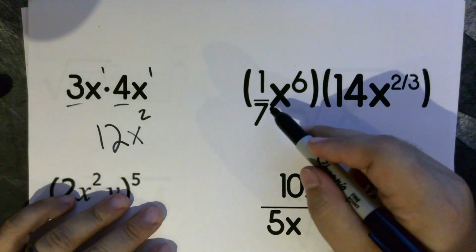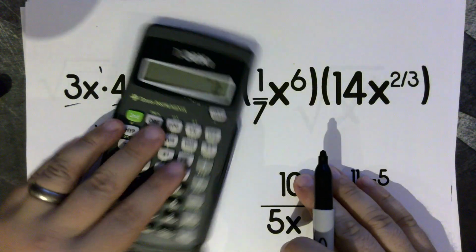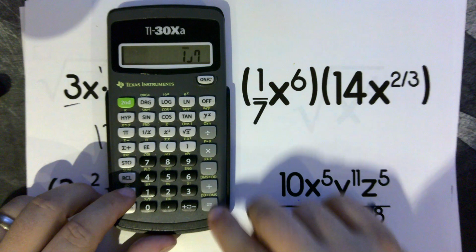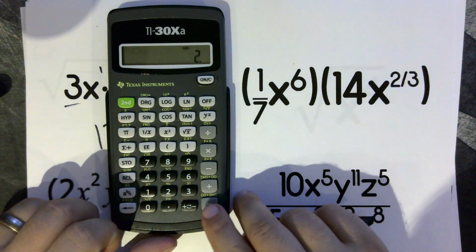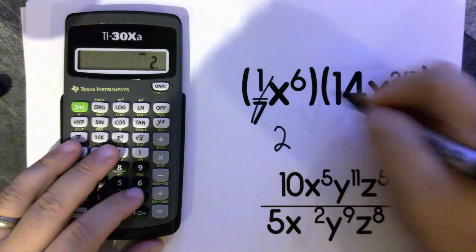All right, our next guy, 1/7 times 14. It's okay, got my calculator. I'm gonna do 1/7, multiply that by 14. And that's 2. 1/7 of 14 is 2. We can even cross them out.